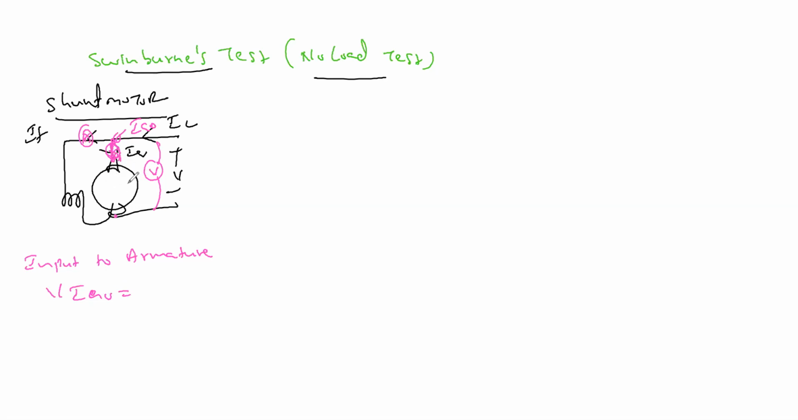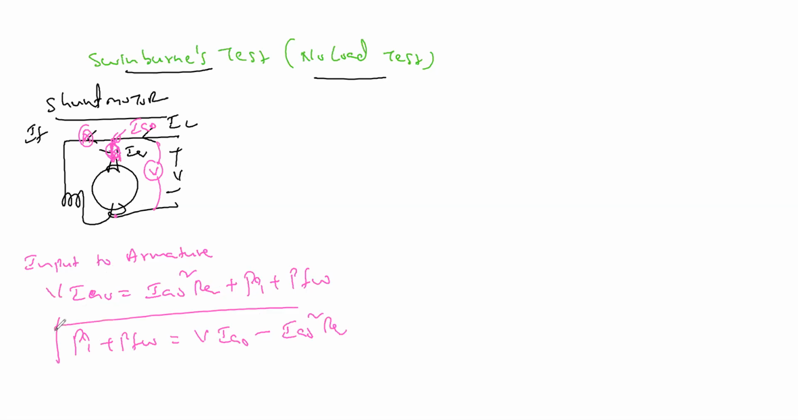That input is being converted into losses. कौन सा losses होगा? Small amount of copper losses IA0 square RA. आर्मेचर में कौन सा losses होगा यार? Iron losses PI and friction and windage losses. So PI and PFW can be calculated from this data. V I know, IA0 I know, RA भी calculate कर सकते हैं by using a DC test. So VIA0 minus IA0 square RA under no load we have obtained. Iron loss, friction loss ये वाला constant loss है.